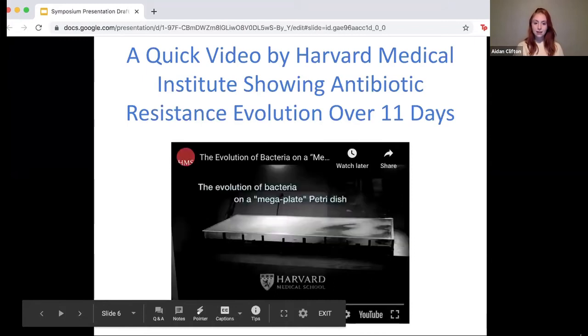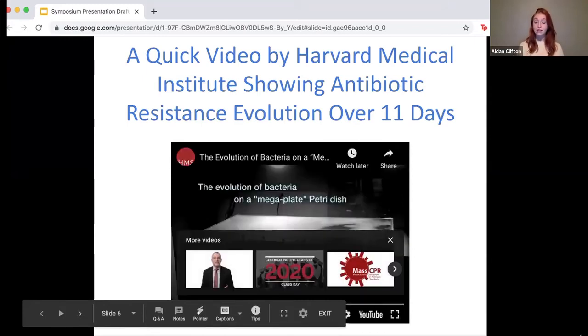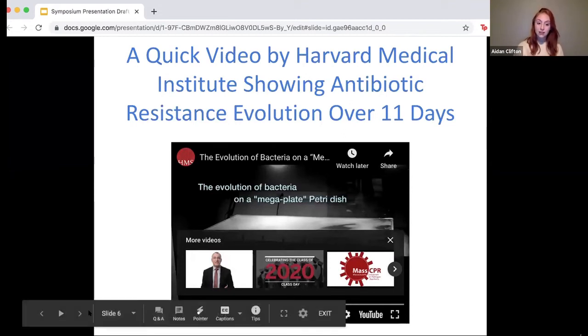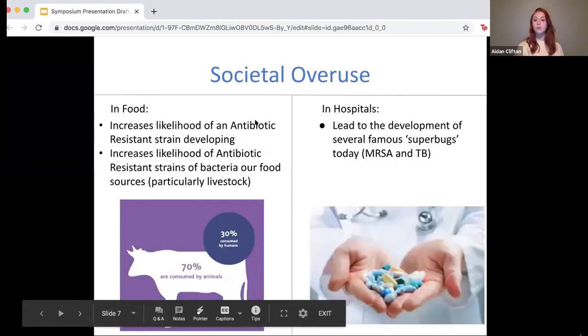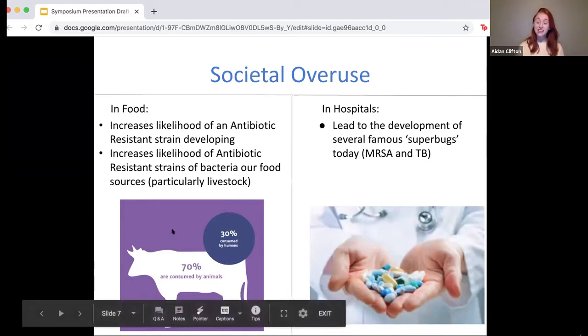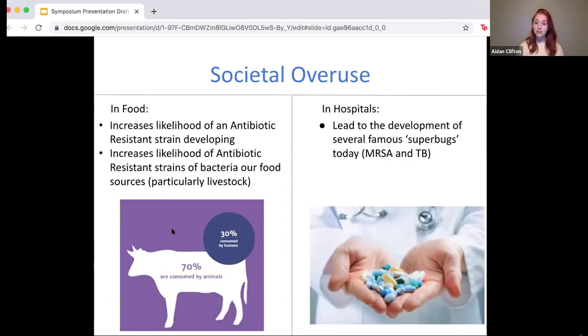Now, obviously, this doesn't happen in 11 days in real life because we aren't exposing bacteria to antibiotics at such a strong concentration, but we do overuse antibiotics still, which does lead to pretty bad bugs. This is something I actually learned putting together this presentation, but 70% of the antibiotics we use goes to our livestock. And it doesn't really even go to treat bacterial infections that are pre-existing. It's just there to prevent.